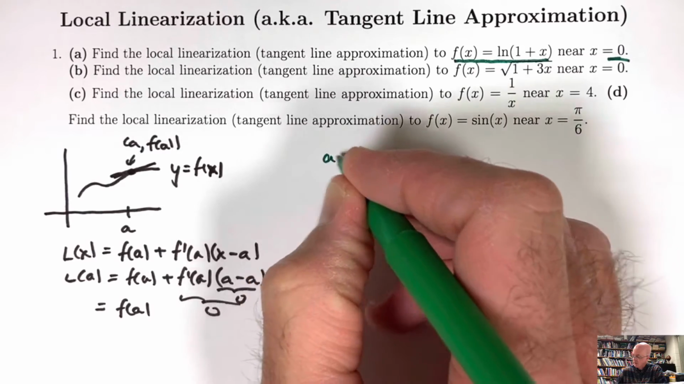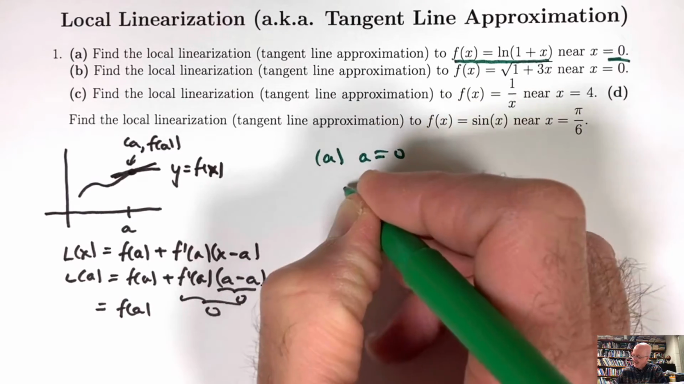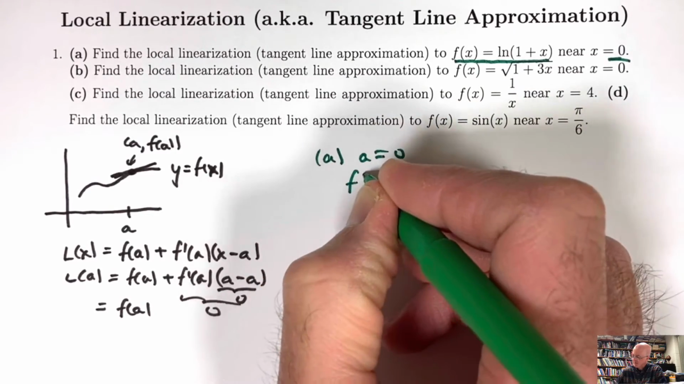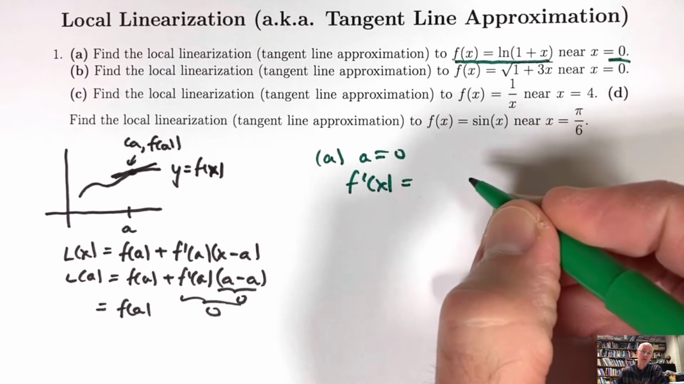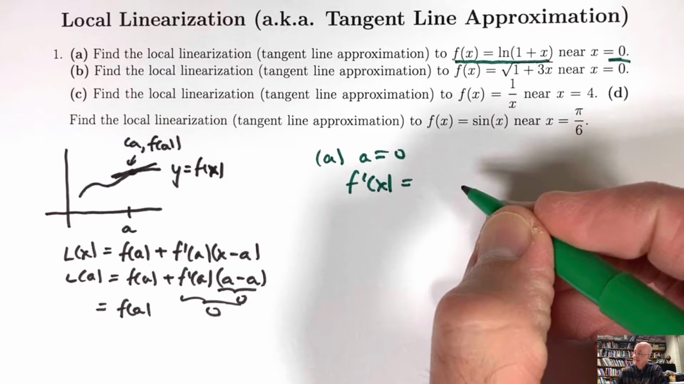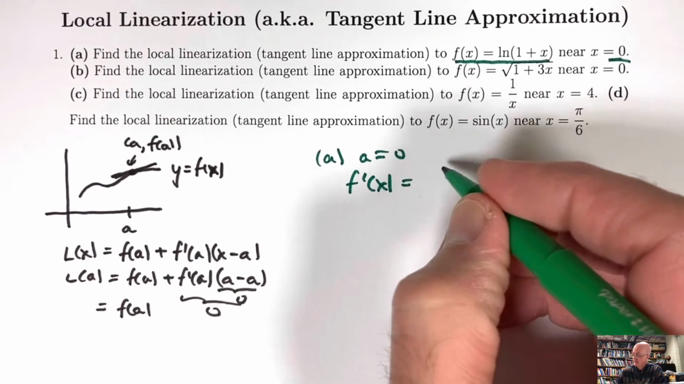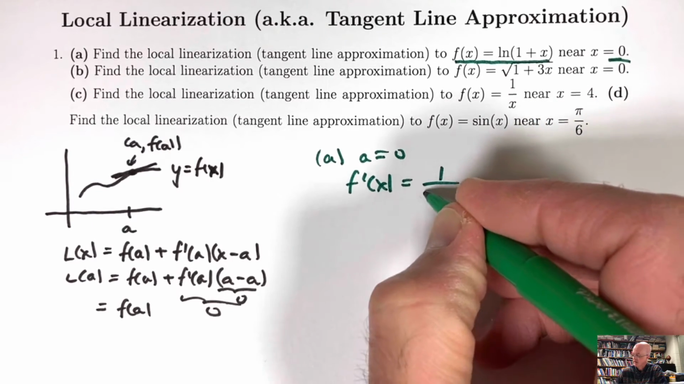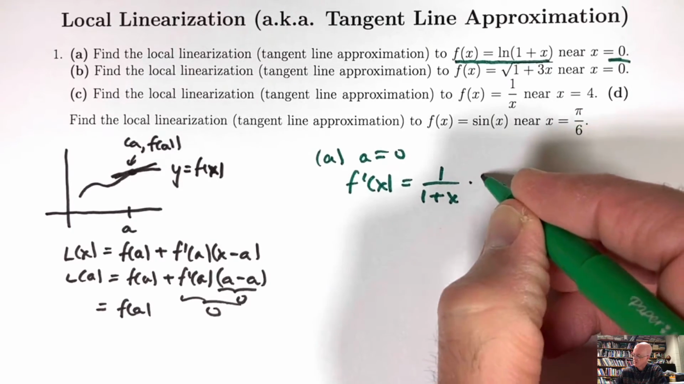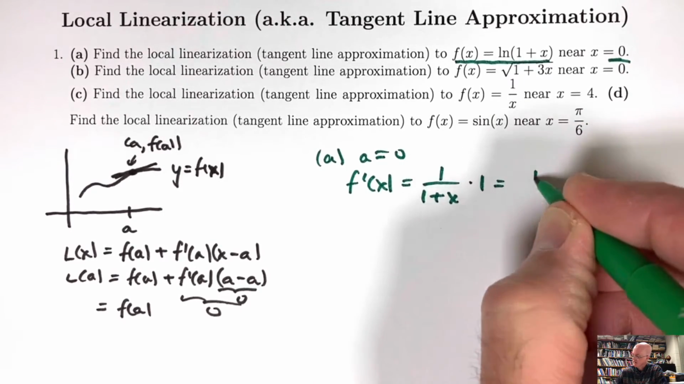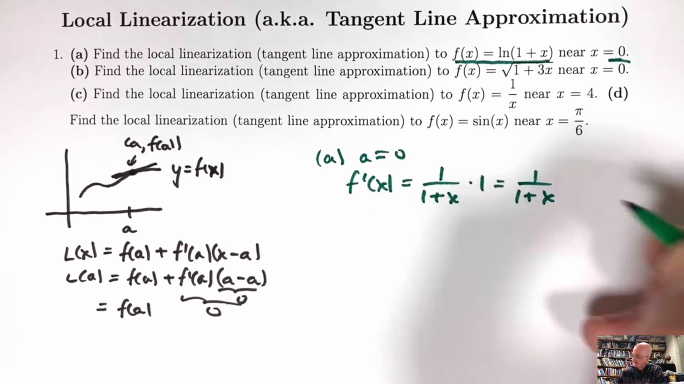A is 0 for part a, and we need to find the derivative of f, the derivative of natural log of 1 plus x. Well, we know the derivative of natural log of x is 1 over x. So technically, we need to use the chain rule here. We need to plug in 1 plus x in place of that, and then multiply times the derivative of that, but that is 1. So the derivative of this function is 1 over 1 plus x.